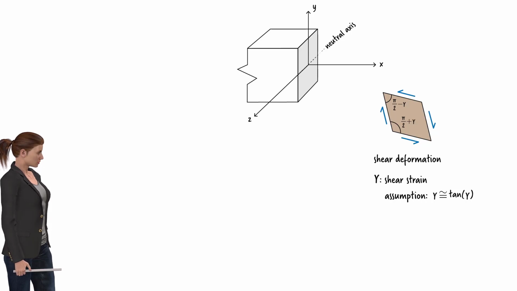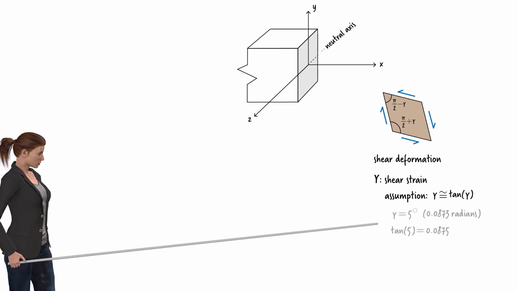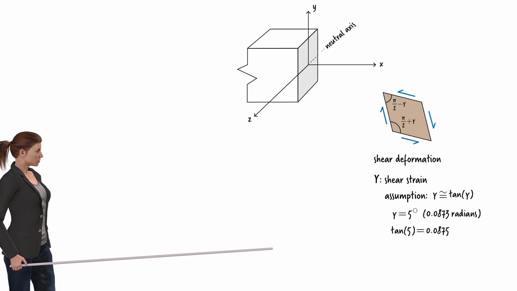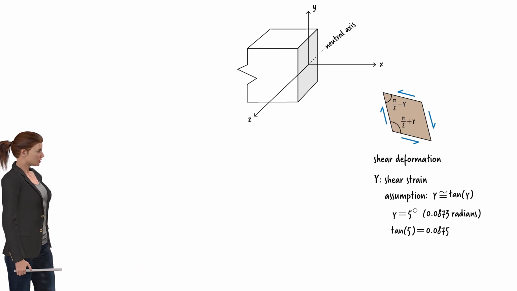A beam made of steel, concrete, or wood is rigid enough to keep the shear strain relatively small. Gamma does not go above a few degrees. For example, as shown here, we can see that for a gamma of 5 degrees, the tangent of the angle is almost equal to the angle itself. Let's explore the behavior of this stress element in more detail.